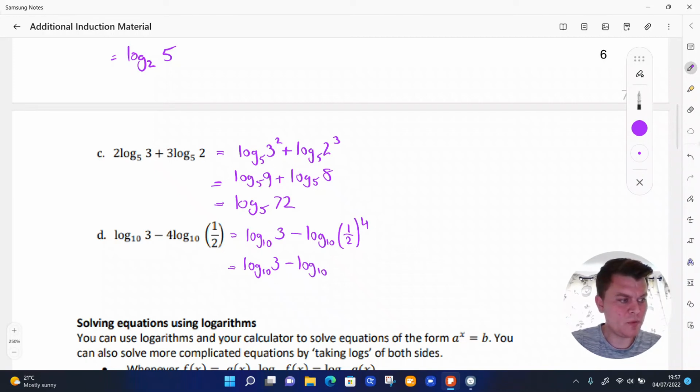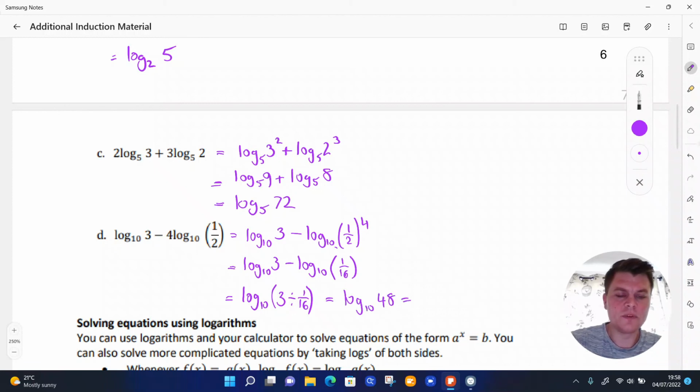Okay, and then that will become 1 over 16. So then now we apply the division law. Put this in brackets with a division sign. So you can see that I'm dividing by 1 over 16. And 3 divided by 1 over 16, same as 3 times by 16. So we get log base 10 48.